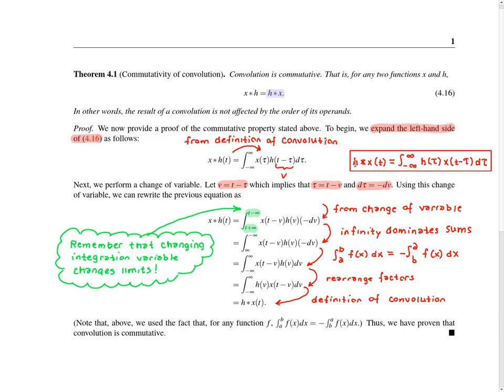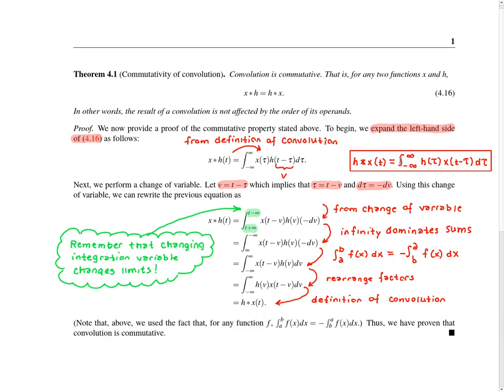So h convolved with x is simply this integral over here in the box. So what we want to do effectively is show that this right-hand side here, for the expression for x convolved with h, is equal to this right-hand side of this integral here for h convolved with x. If we compare these two integrals, you'll notice that there are some differences between them.